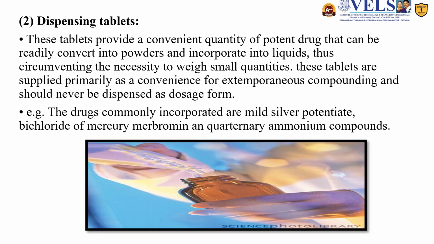Dispensing tablet. These tablets provide a convenient quantity of potent drug that can be readily converted into powder and incorporated into liquid. Thus, the necessity to weigh small quantities is avoided. These tablets are supplied primarily as a convenience. Examples of dispensing tablets commonly incorporated are mild silver protein, bichloride of mercury, merbromin, quaternary ammonium compounds.